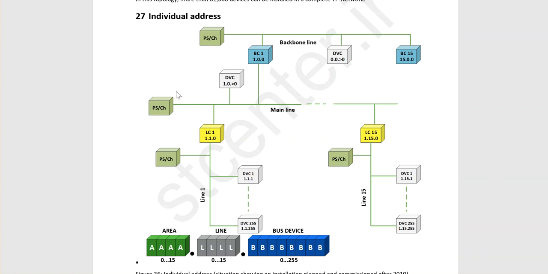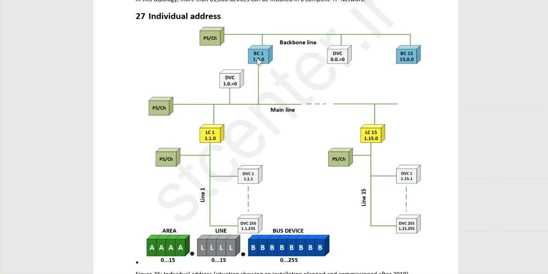So, if the device is located in a main line in area 1, it is written 1.0, for example, 1.0.20. So this is the 20th device in line 0. Line 0 means this is located in a main line, and the 1 means it's in area 1, okay? You can use these rules of thumb in other areas also.